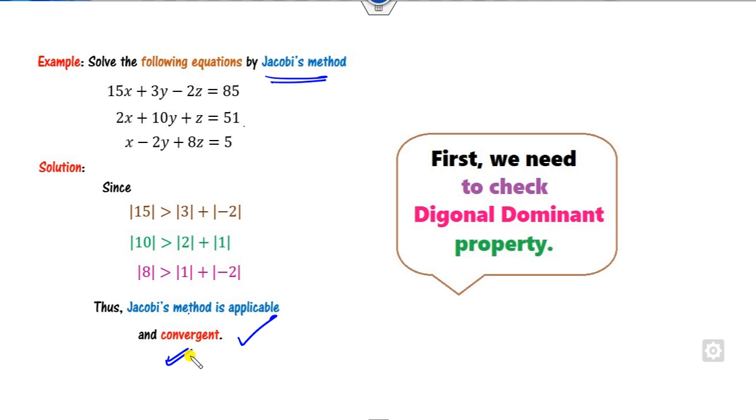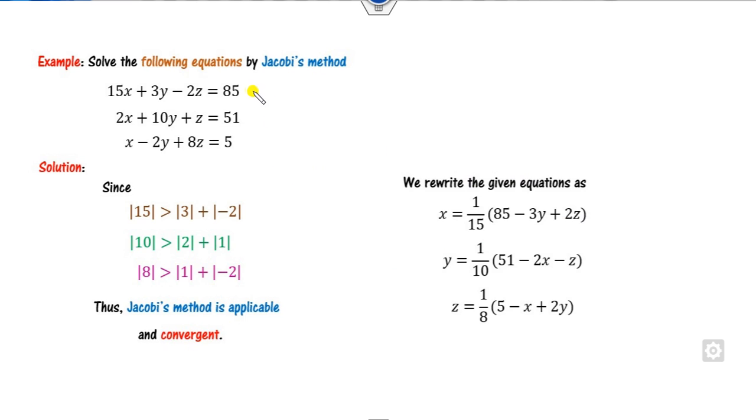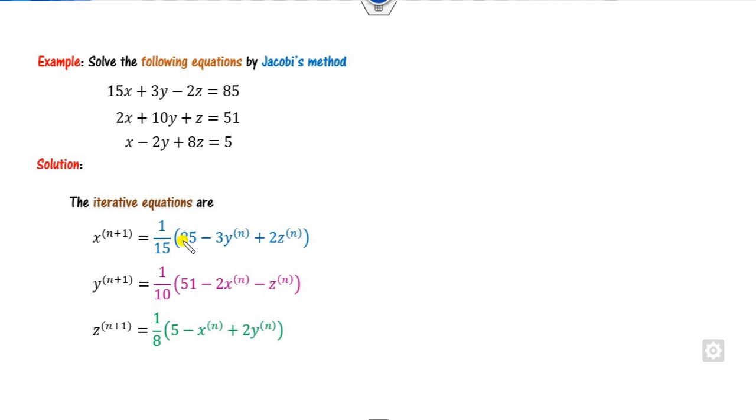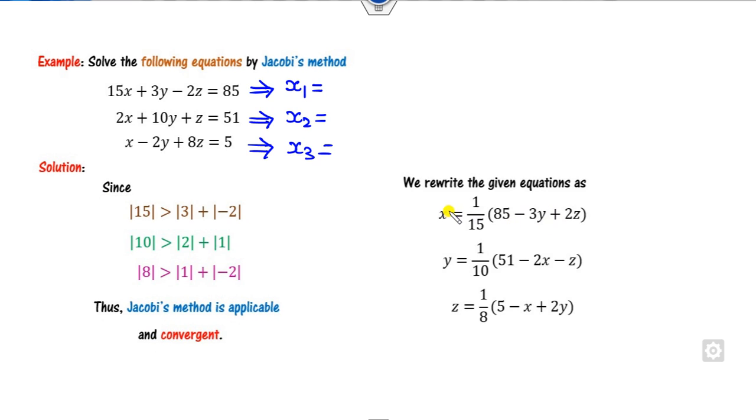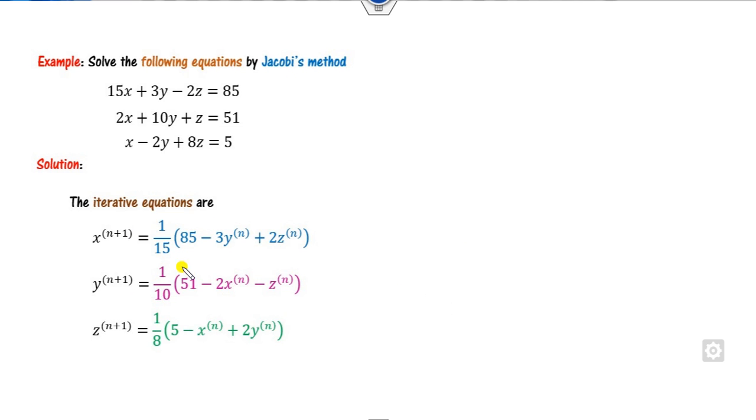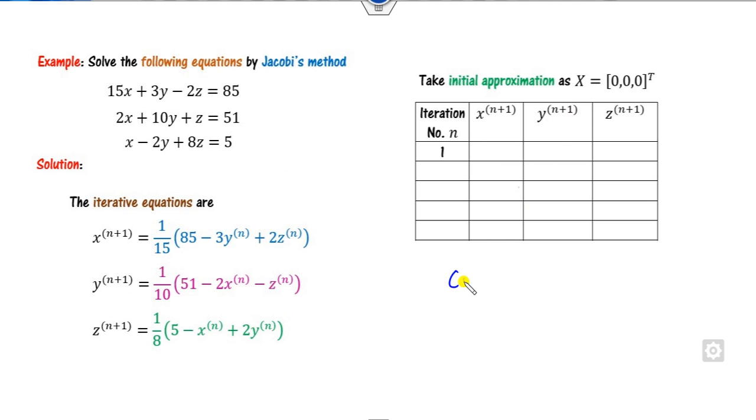Now, since the Jacobi method is an iterative method, we can find the value of x1 from the first equation, x2 from the second equation, and x3 from the third equation. Or you can write it in an iterative manner. This is the n plus 1, this is the nth, this is the nth, and so on. Now since it is convergent, we can complete this table. Remember, your target is to complete this table and you will get the required answer. This is one of the easiest ways.